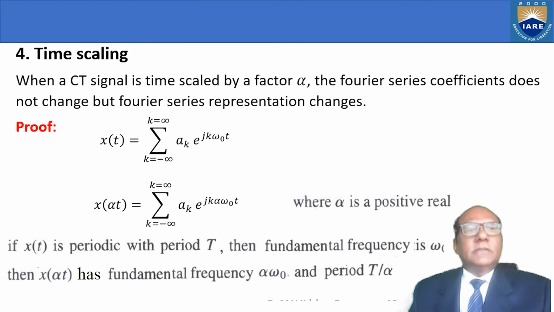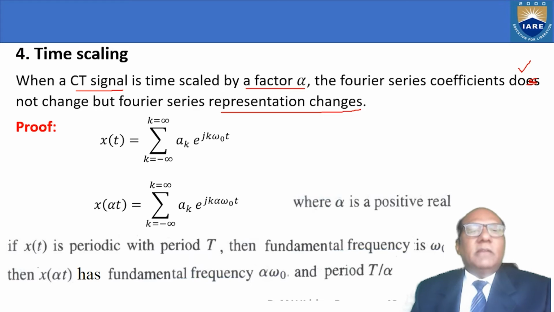Now let us discuss the fourth property, that is time scaling. In this, if the continuous time signal is time scaled by a factor of alpha, then the Fourier series coefficients do not change. The Fourier series coefficients do not change, but the Fourier series representation changes. So let us see the meaning of this one after proving the property.